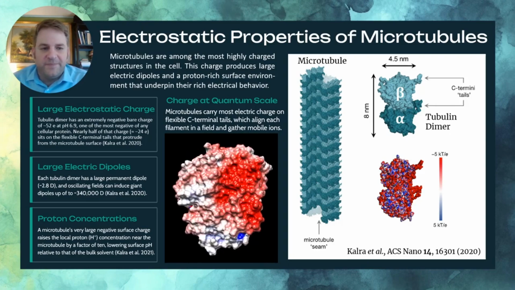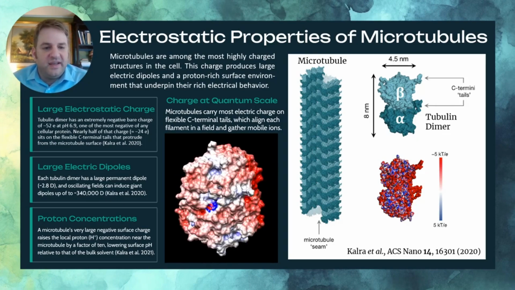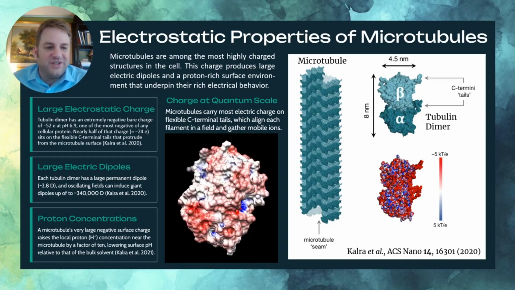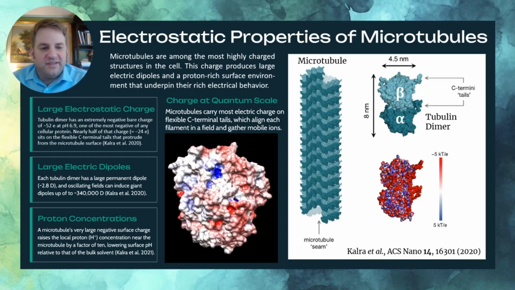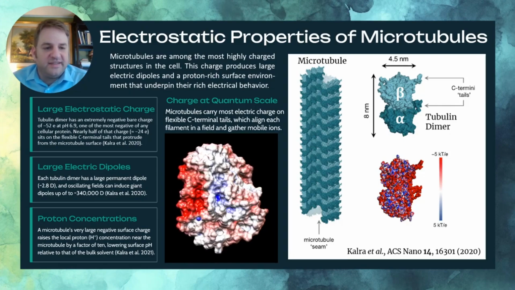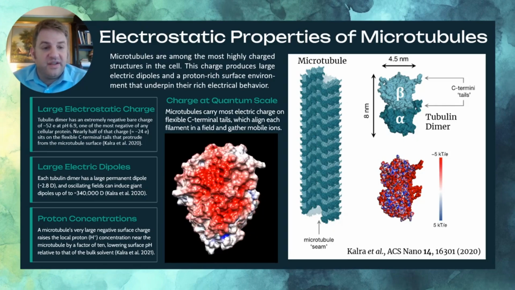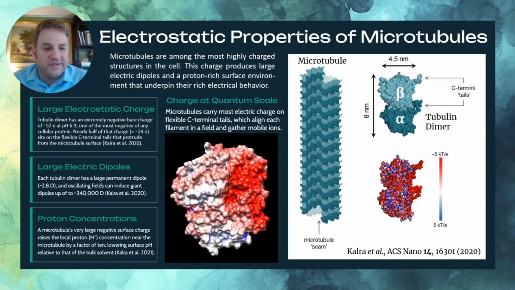microtubule shown here. And so, as I mentioned, tubulin itself has an extremely negative charge of about negative charge associated with about 52 electrons at pH of 6.9. As I mentioned, it's one of the most negative of any cellular protein, and nearly half of that charge sits on the flexible C-terminal tails that protrude from the microtubule surface.